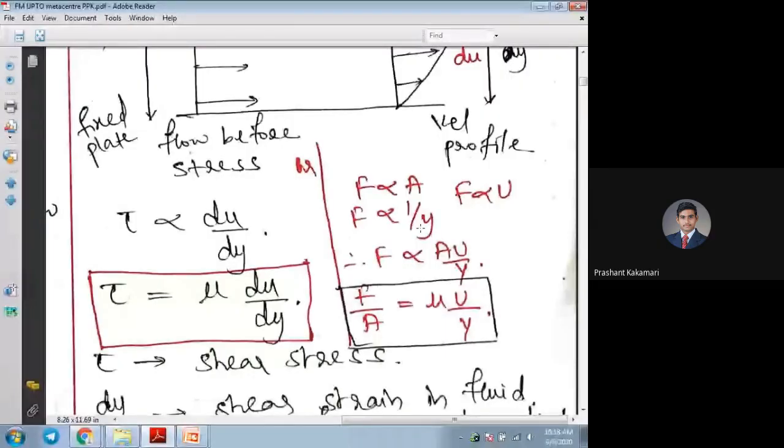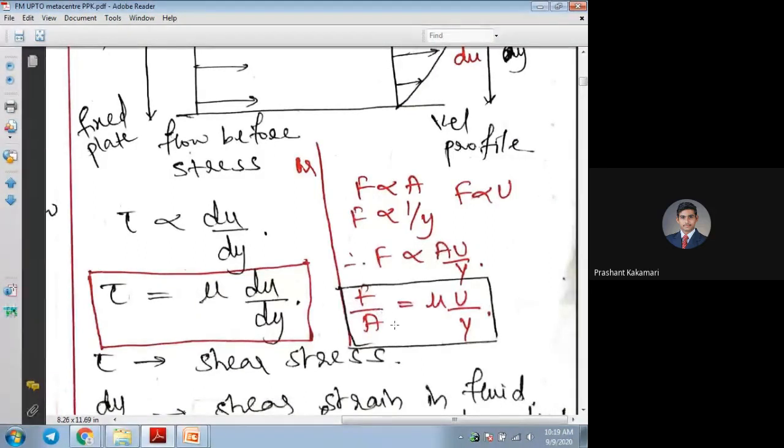But the distance between the two plates, if I increase, then the force required will be less. If I decrease the distance, the force required will be more. So force is inversely proportional to distance y, like shear stress. Now combining these force equations, I can write force is proportional to the area in contact with liquid and movable plate, and to u by y, meaning force is proportional to area and velocity and inversely proportional to distance y, the distance between the plates.